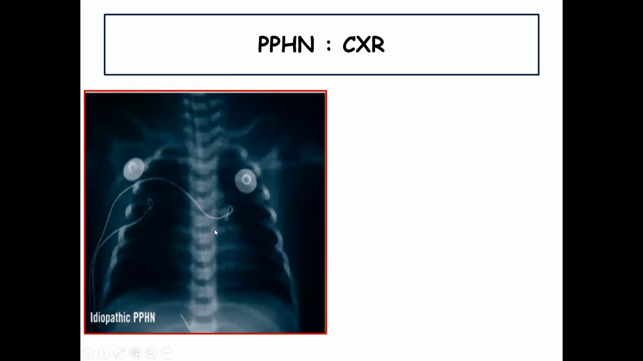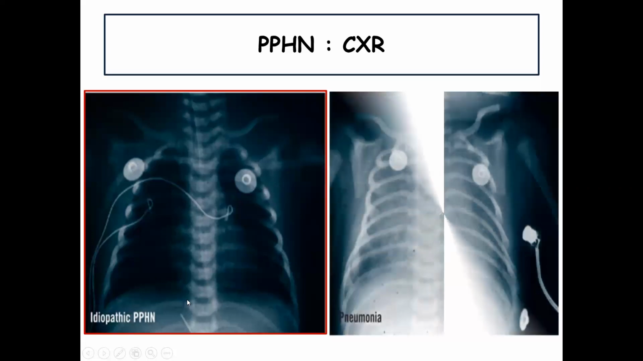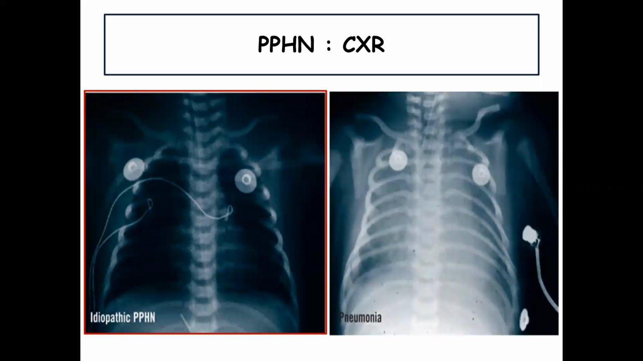On the other hand, this is a baby with PPHN who came with severe hypoxic respiratory failure with relatively normal looking lung parenchyma. You can see that there are bilateral, almost black lungs here with minimal parenchymal infiltrates and opacities. And this is a classical case of idiopathic PPHN, wherein there is no underlying parenchymal lung disease.